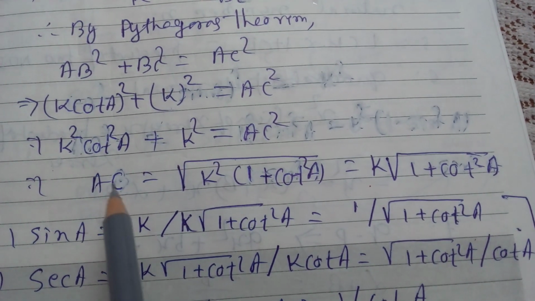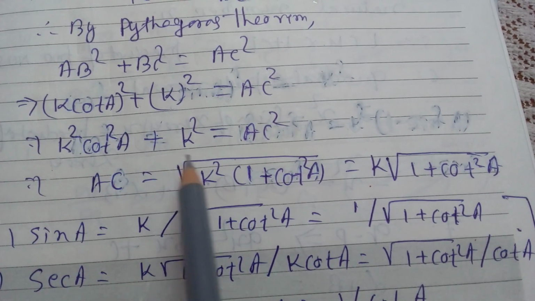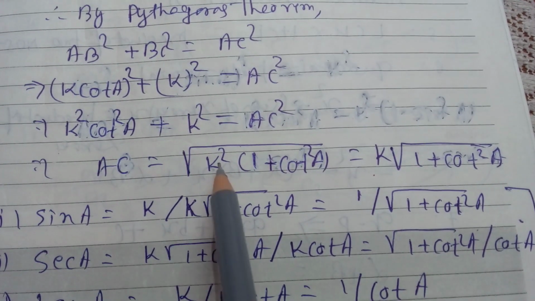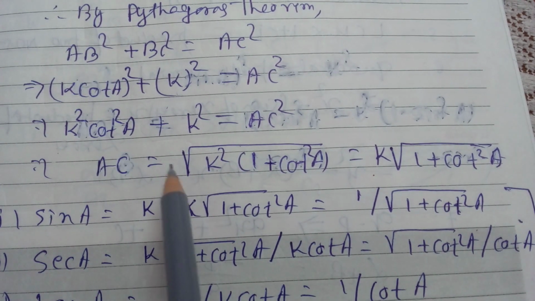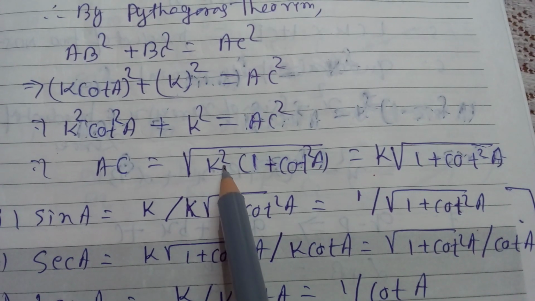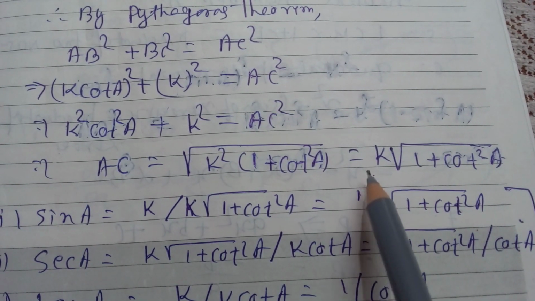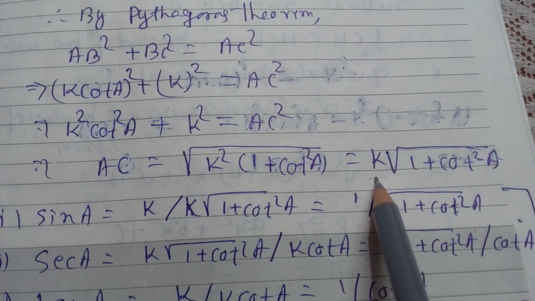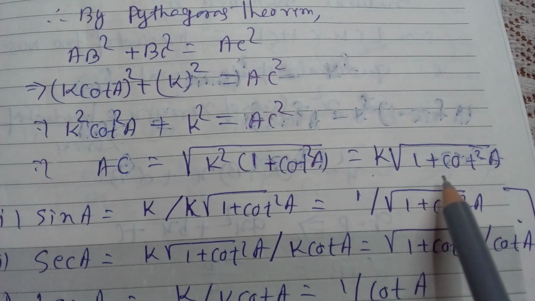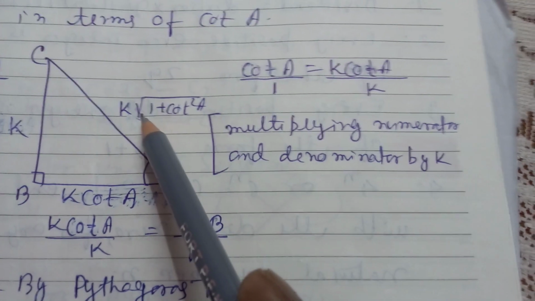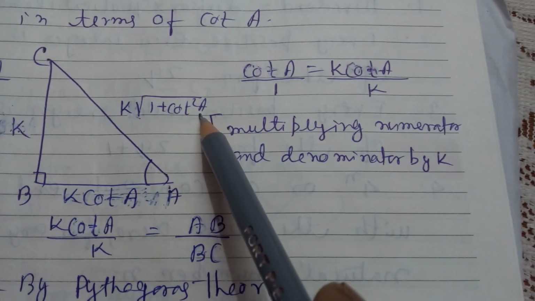So AC equals, when we remove the square, you use root. K square you take common among these two: k square in bracket 1 plus cot square A. Now there are two k's, so when we remove the root, only one k remains. So k into root under 1 plus cot square A. So in place of AC you write k root under 1 plus cot square A.